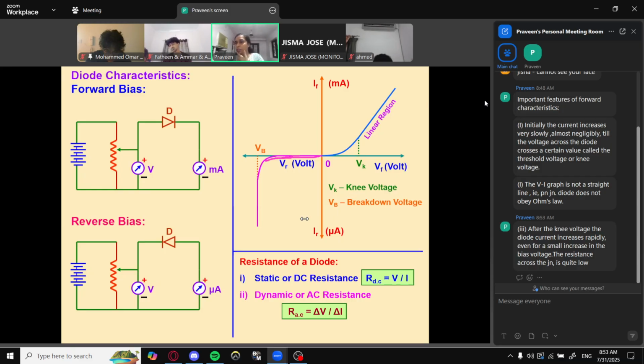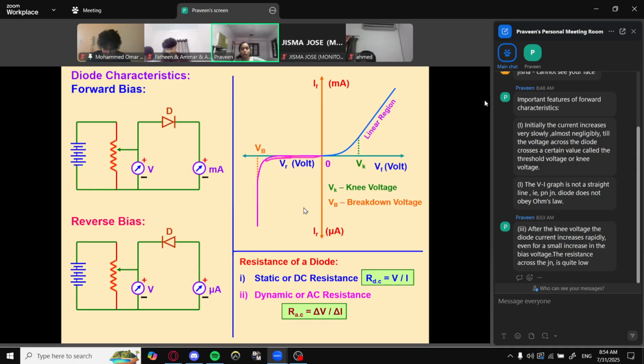I hope you might have received 3 points in your chat box. Write it down. The 3 points that we have discussed. The first point is about the knee voltage. After the knee voltage, the current increases exponentially, till then the current will be very feeble. And then the VI graph is not a straight line.